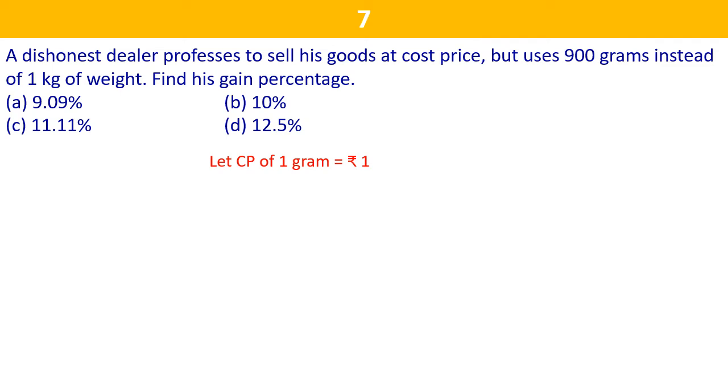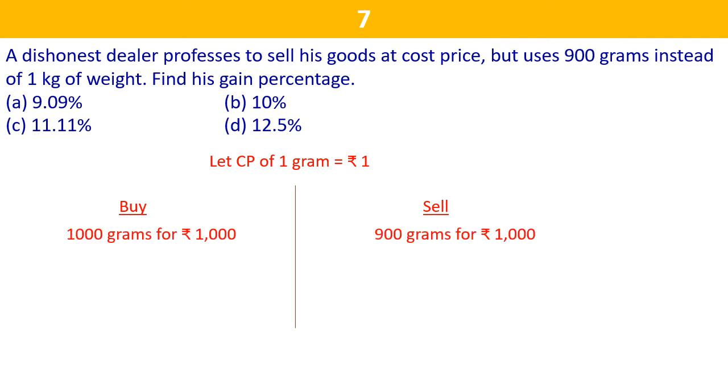Let us start. Cost price of 1 gram is 1 rupee. Then suppose if he is buying 1000 grams of any item, it will cost him 1000 rupees. But while selling, he uses a false weight and he cheats his customer by giving only 900 gram, but charges him the cost of 1000 gram, that is 1000 rupees. So while selling, he gives only 900 grams to the customer and takes the price of a full 1 kg from the customer. So he is buying 1000 gram for 1000 rupees and selling 900 gram for 1000 rupees.